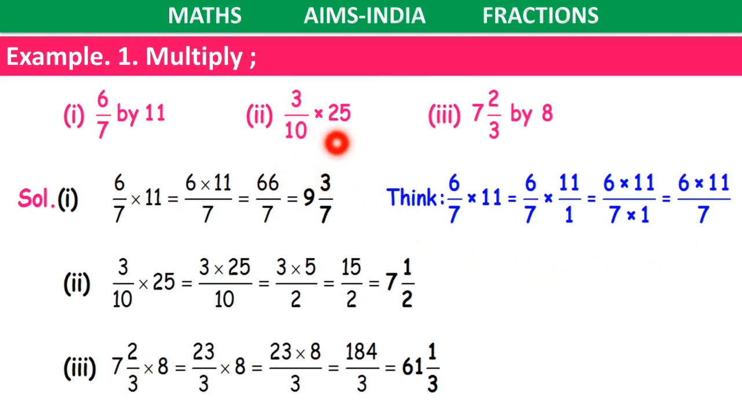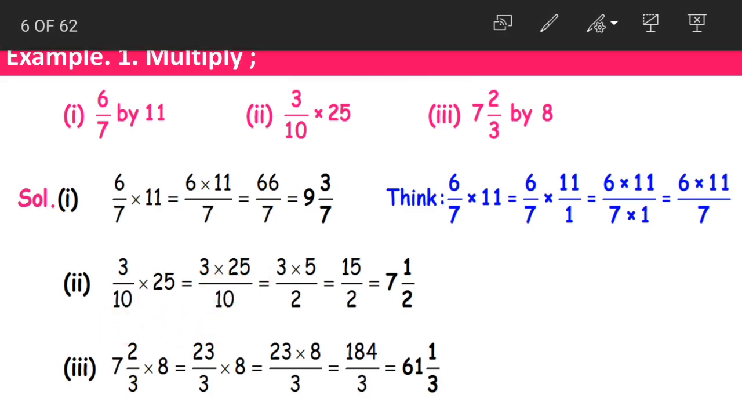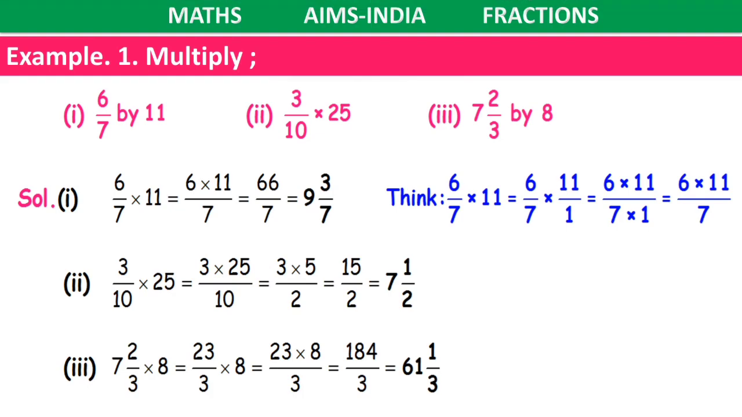3 by 10 into 25. Again a whole number and a fraction. How do we do it? We can simply multiply the numerator and whole number. 3 into 25, yes, 3 into 25 divided by the denominator 10.